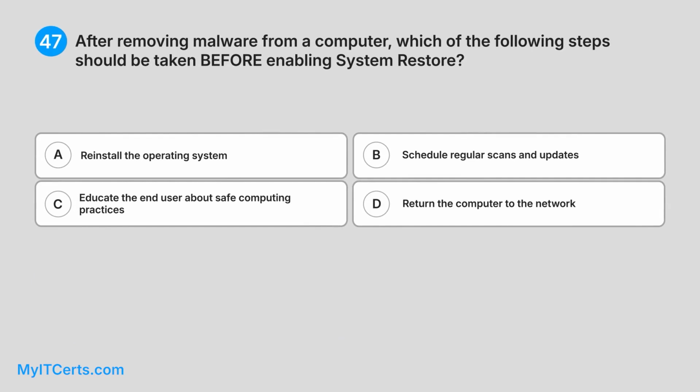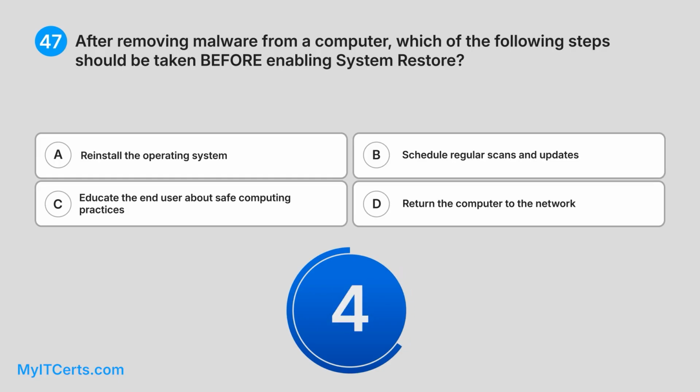47. After removing malware from a computer, which of the following steps should be taken before enabling system restore? A. Reinstall the operating system. B. Schedule regular scans and updates. C. Educate the end user about safe computing practices. D. Return the computer to the network. Can you guess the answer?